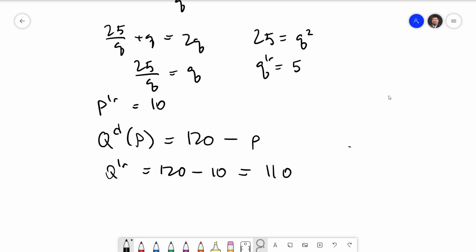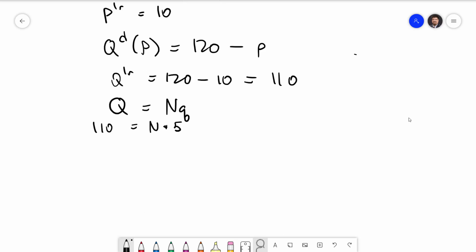For this, we will note that since all the firms are the same, big Q equals N times little q. So 110 equals N times 5. Dividing both sides by 5, we have long run number of firms 110 over 5, which is 22.